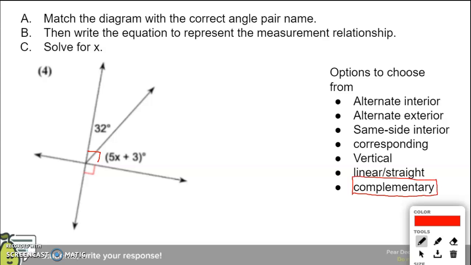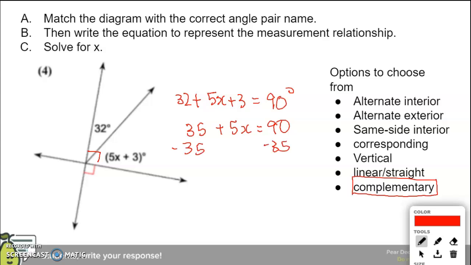And so the equation will be 32, this angle, plus this angle must add to 90 degrees. So 32 plus 3 is 35 plus 5x is equal to 90. So we're going to subtract 35 from both sides. And this leaves me with 5x is equal to 90 minus 35, which is 45 degrees. Divide both sides by 5. And x is equal to 9.